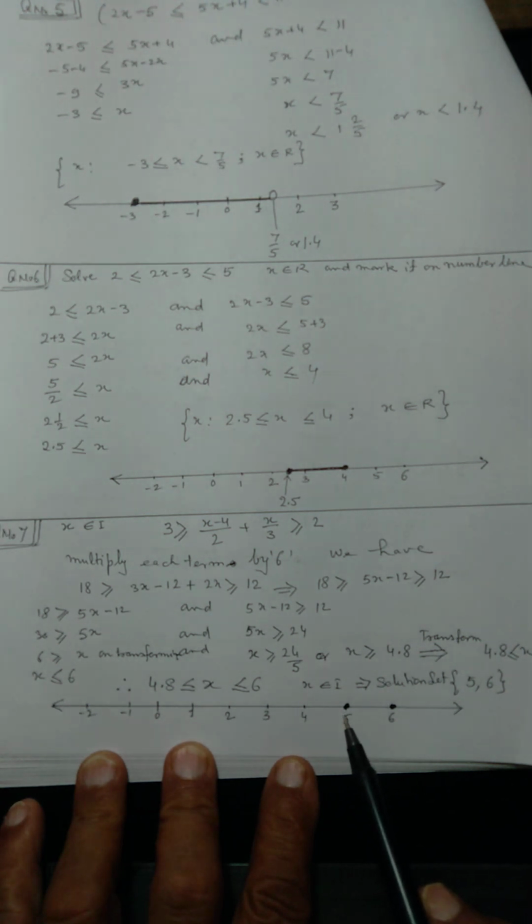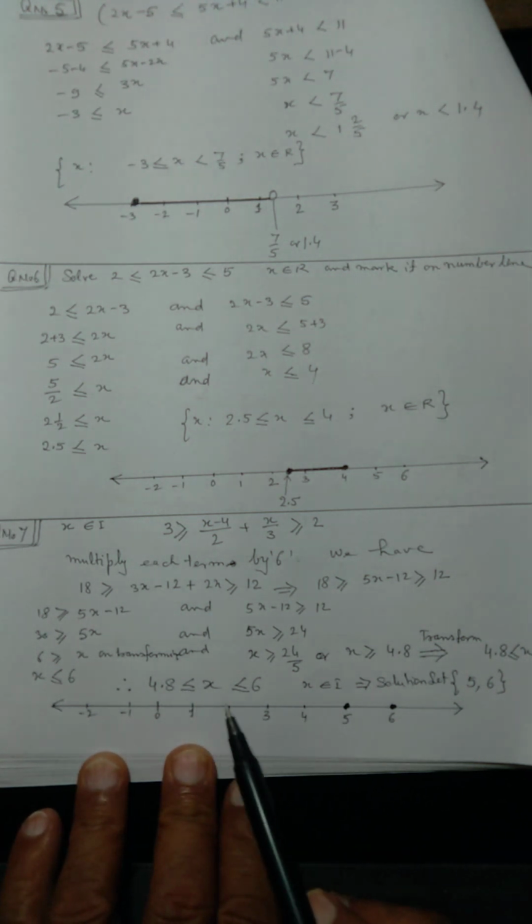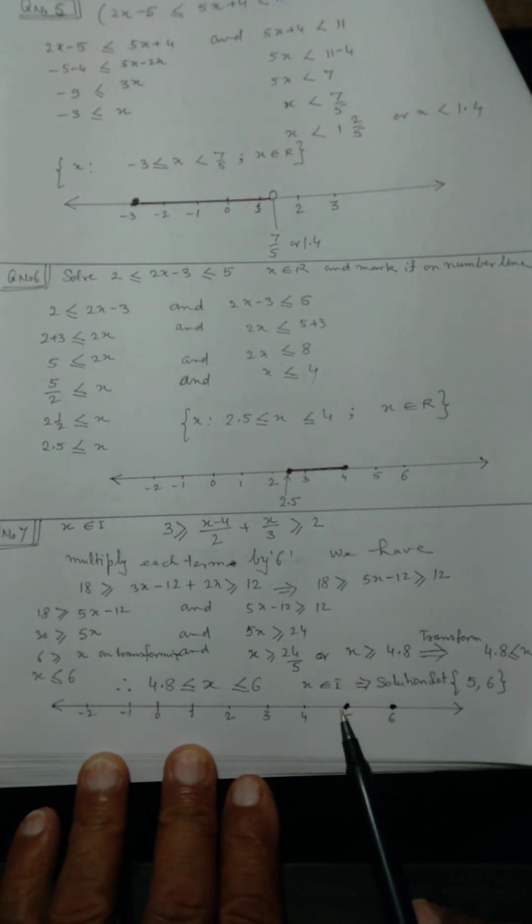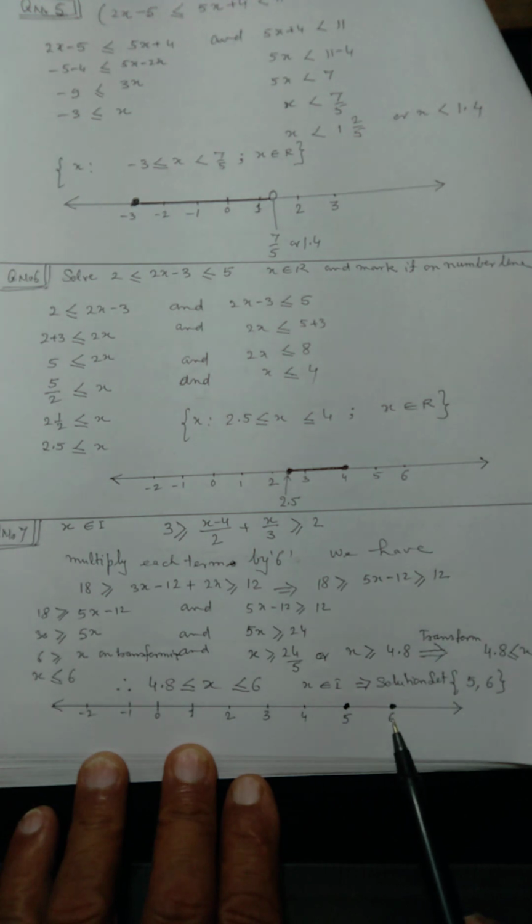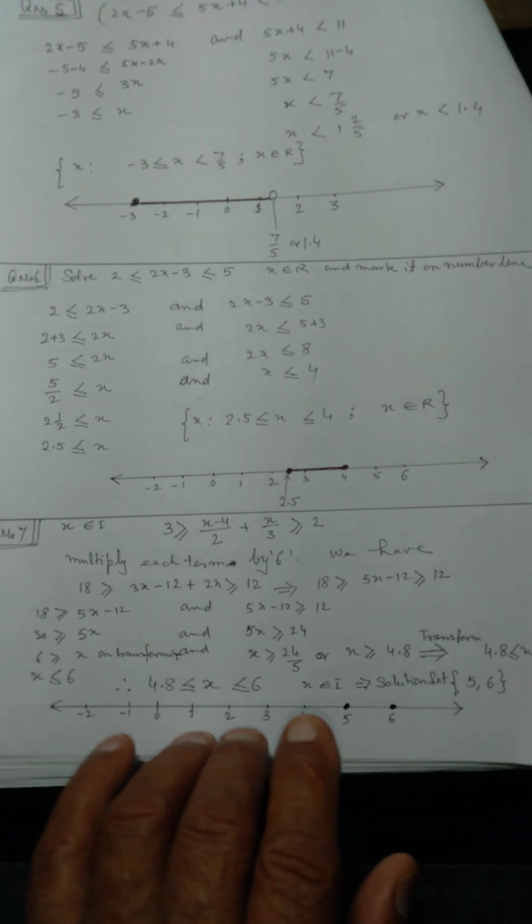So what will be the integer? 4.8 is not an integer. So that is why I have taken 5 as an integer and 6. These are the two solutions. I have not drawn the line. Only the point has been darkened because the integer will be on point only, that is 5 and 6. So 5 and 6 will be the solution set for question number 7. Now proceed to question number 8.